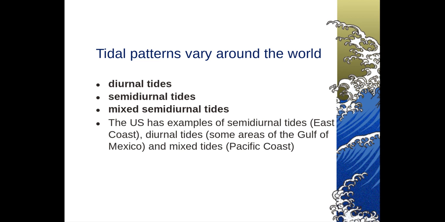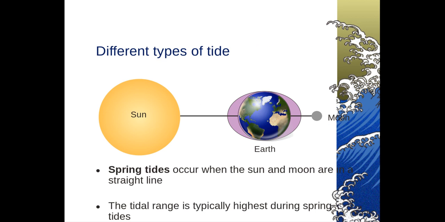Some places have one low tide and one high tide per day. That's called diurnal tides. Other places have 2 high tides and 2 low tides per day, approximately equal in size, and that is called semi-diurnal tides. And then if the 2 high and low tides of semi-diurnal tides are unequal, they're called a mixed semi-diurnal tide. So our coast has a semi-diurnal tide, and it is pretty much equal in size.